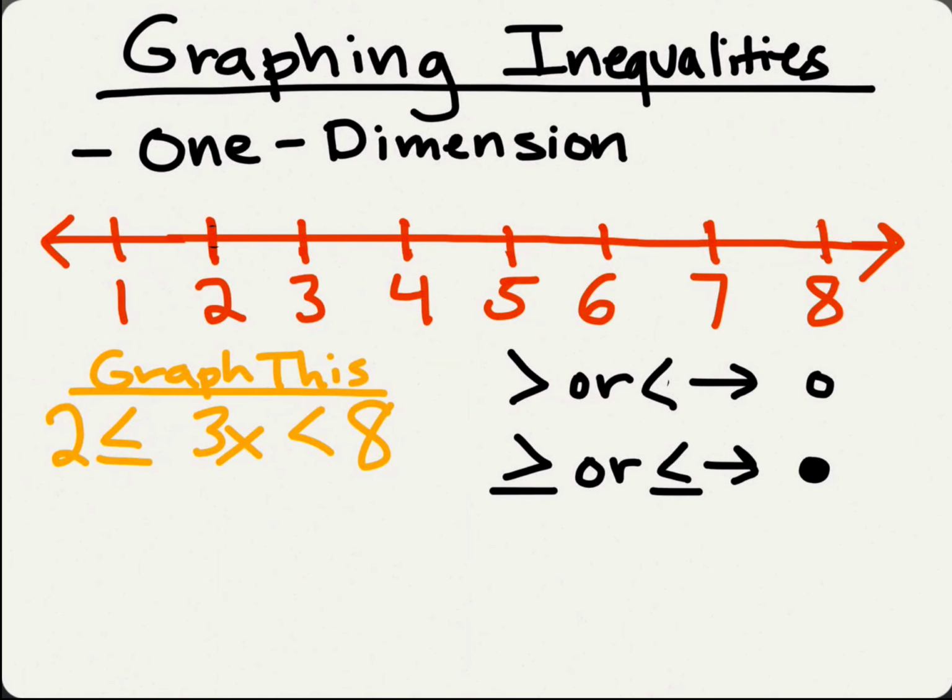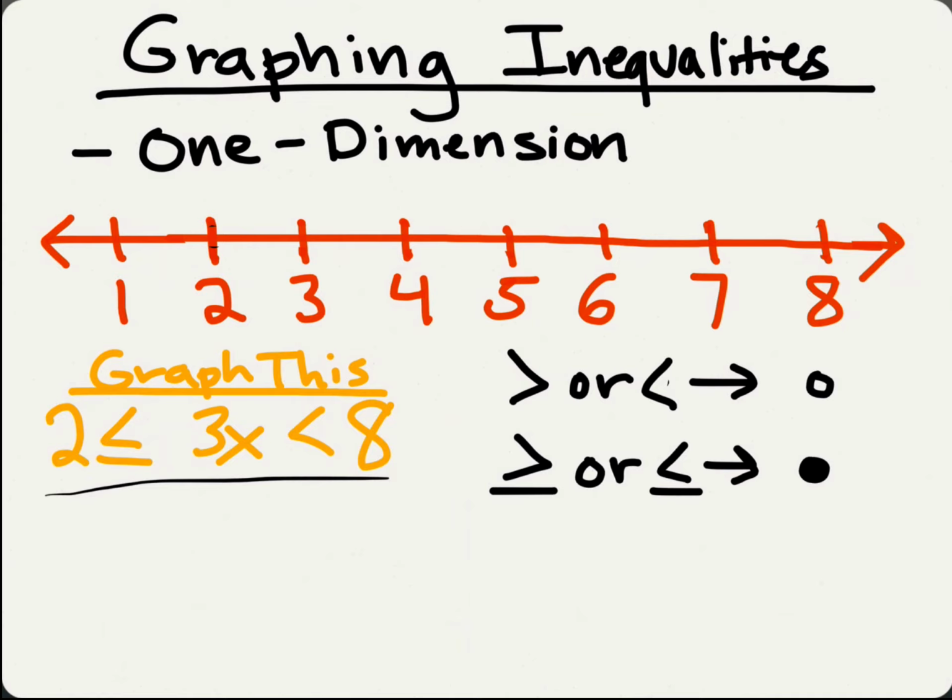Now here's another thing that's going to be on the SAT: graphing inequalities. There's going to be one-dimensional graphing and two-dimensional. Here we're just going to go over one dimension. So we have this inequality here, and we're supposed to graph it: 2 is less than or equal to 3x, which is less than 8.